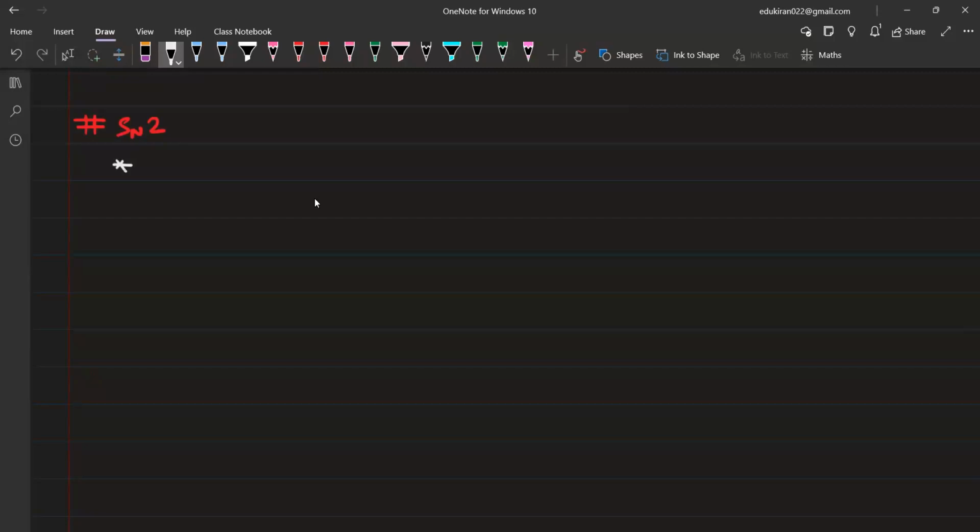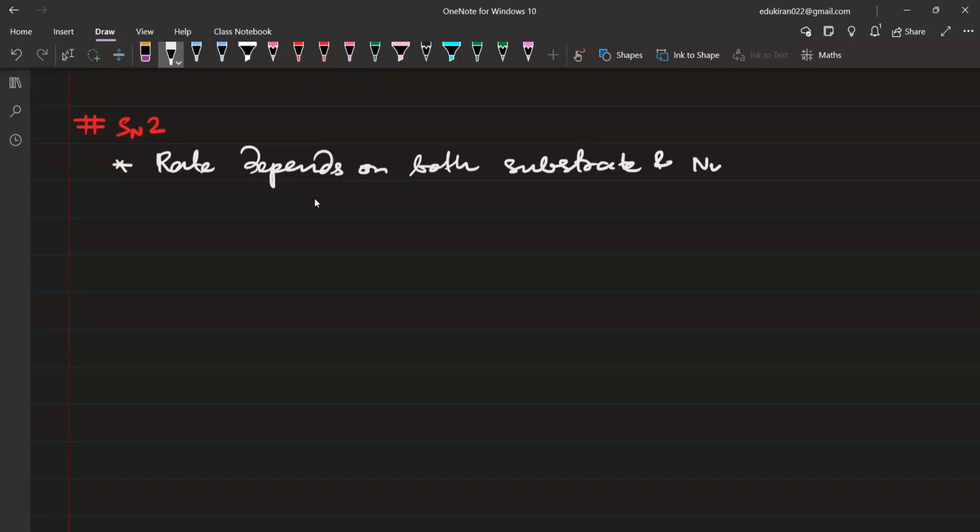In the previous reaction, the rate depends on one molecule, that is the substrate. Here the rate depends on both the substrate and the nucleophile. Okay. So please write: rate depends on both substrate and nucleophile. So if I talk about the rate equation, it will be equal to the rate constant multiplied by the substrate and nucleophile. Okay. Order will be 2 and molecularity is also 2.